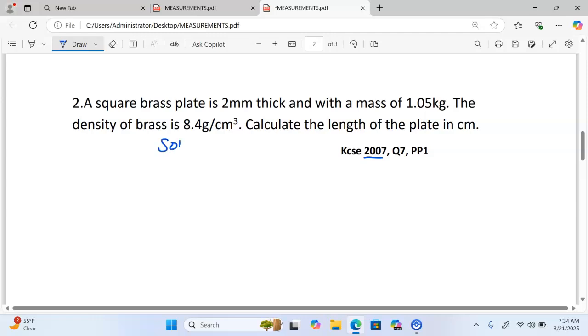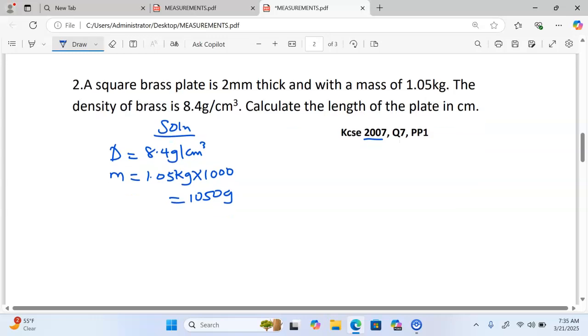So we are going to proceed as follows. We have been given the density as 8.4 grams per centimeter cubic. We also have the mass, which is 1.05 kilograms. Since density is in grams per centimeter cubic, we convert mass from kgs into grams by multiplying with 1000, and the mass is going to be 1050 grams.